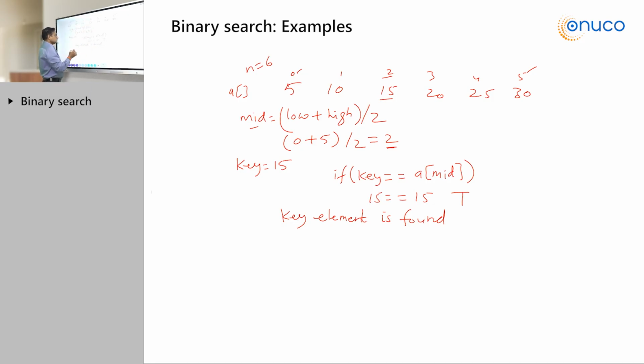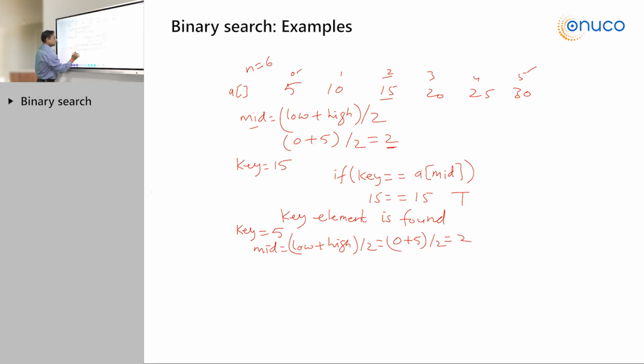Say in the same scenario, for the same given problem, say key element is 5. What will happen? We are going to perform the task. Key element is 5. We are going to find out the mid element. Mid is equal to low plus high divided by 2. So it will be low plus high divided by 2. So 0 plus 5 divided by 2. We got 2.